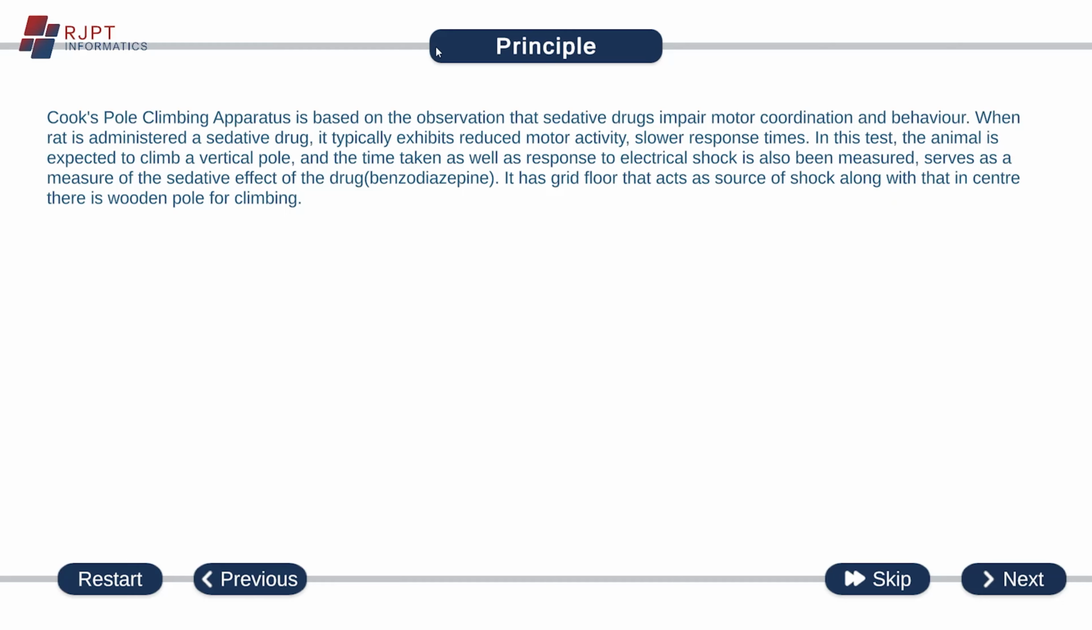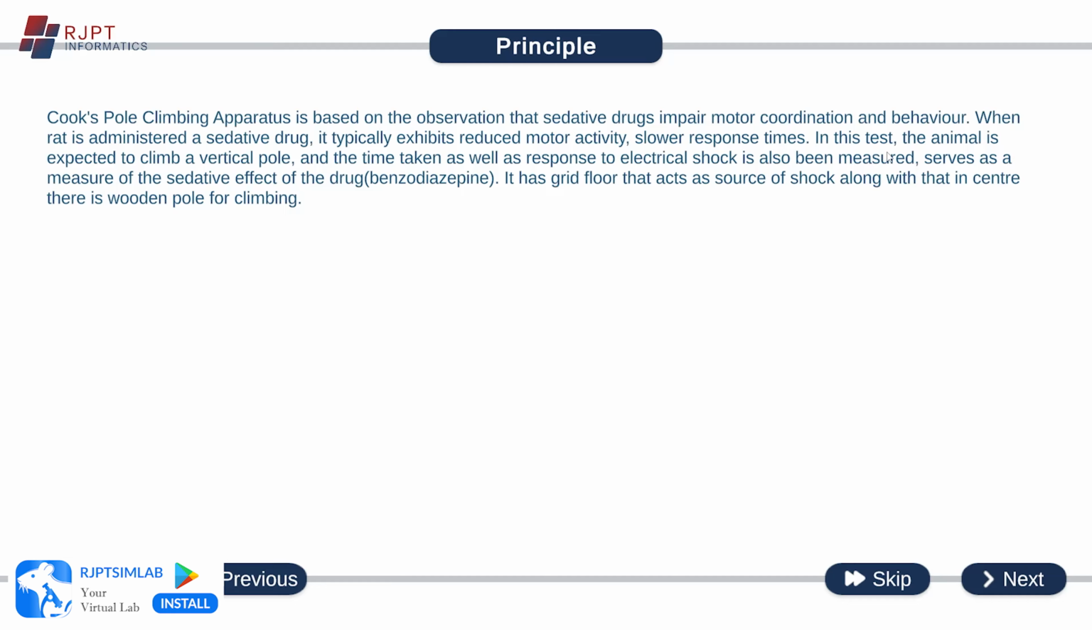So the principle says that this apparatus is based on the observation of sedative drugs. What is a sedative drug? We are using benzodiazepine, and it impairs motor coordination and behavior. It is a CNS depressant, as we know, so it affects motor coordination and behavior. So when the rat is administered this sedative drug, it typically exhibits reduced motor activity and slower response time. It produces a calming effect, so it slows the response time to the stimulus.